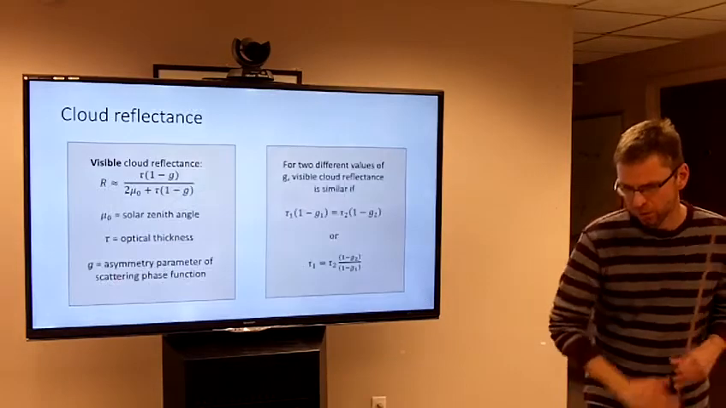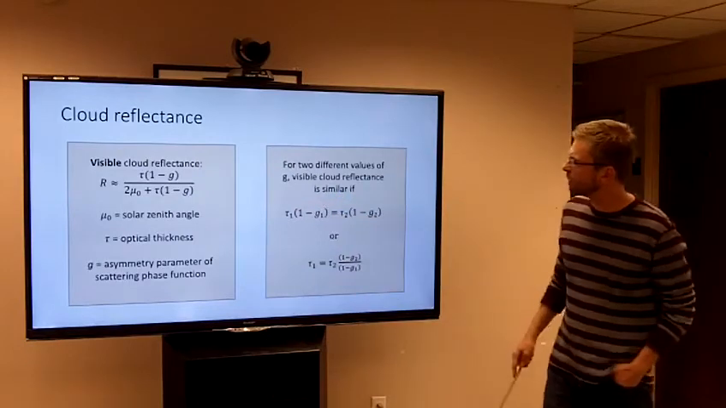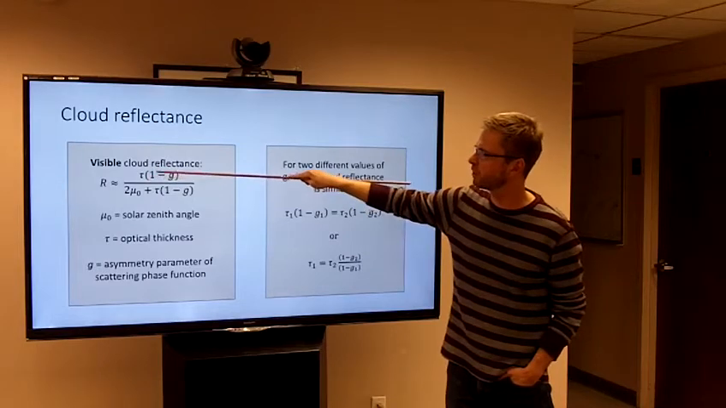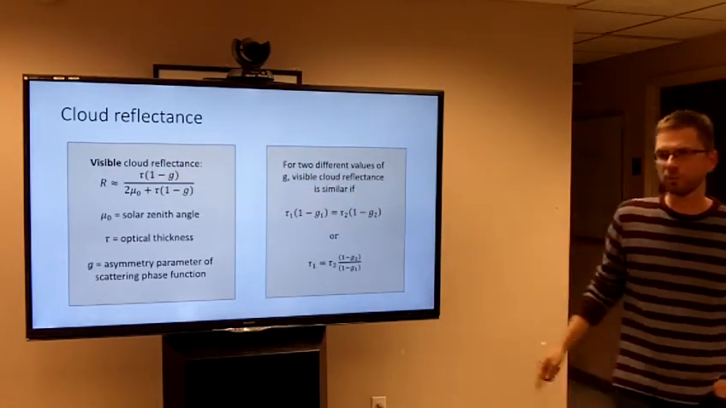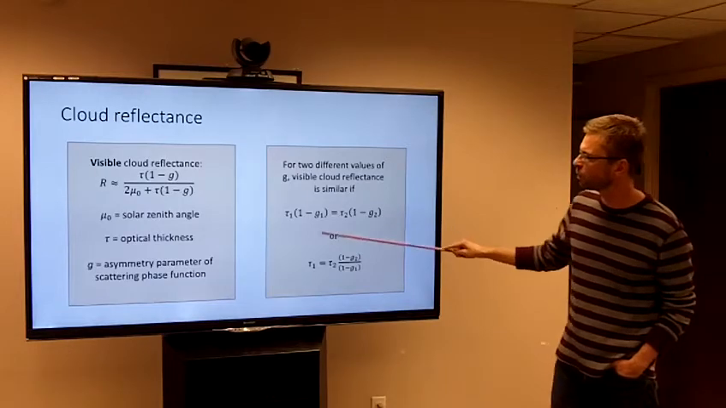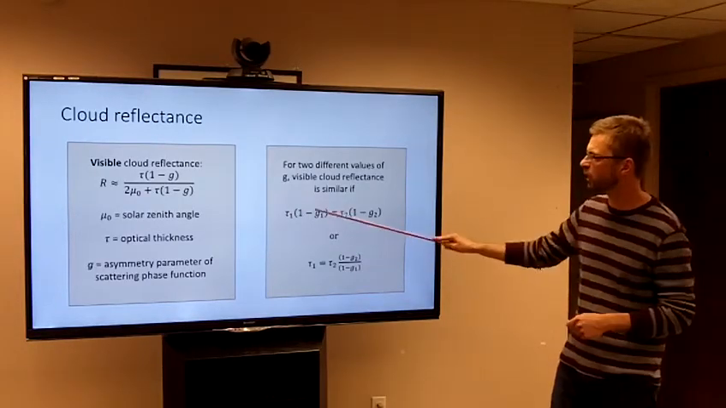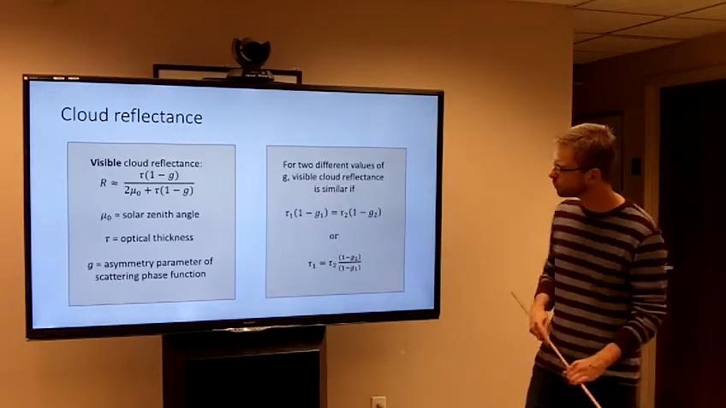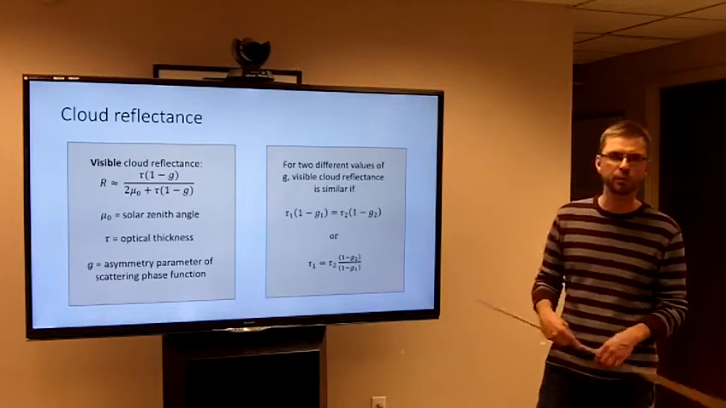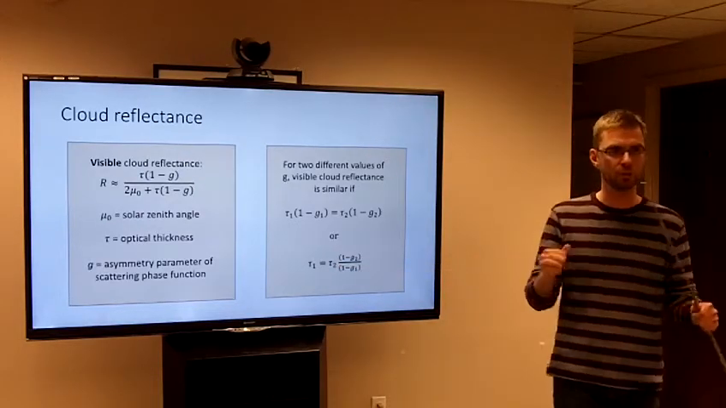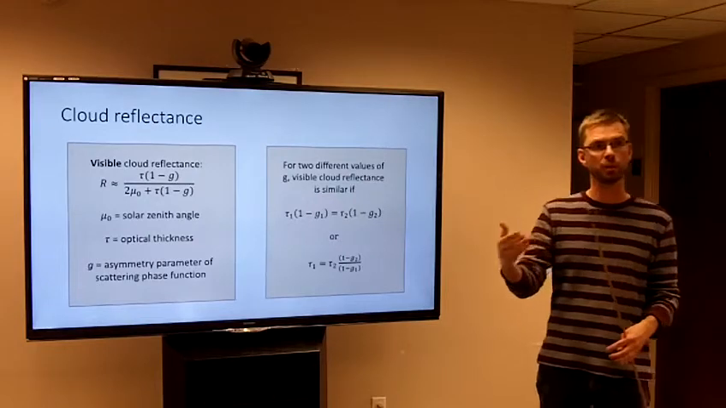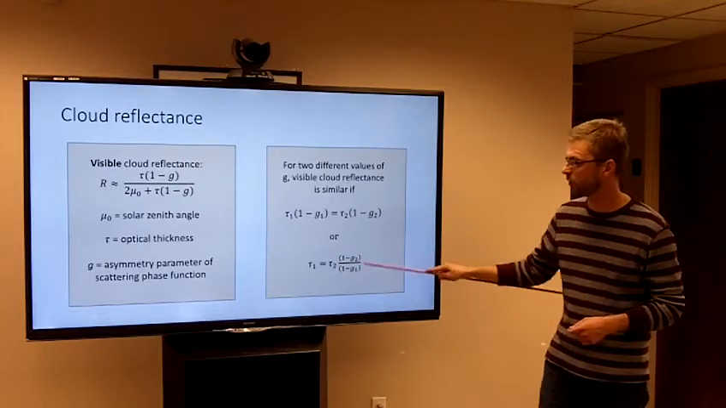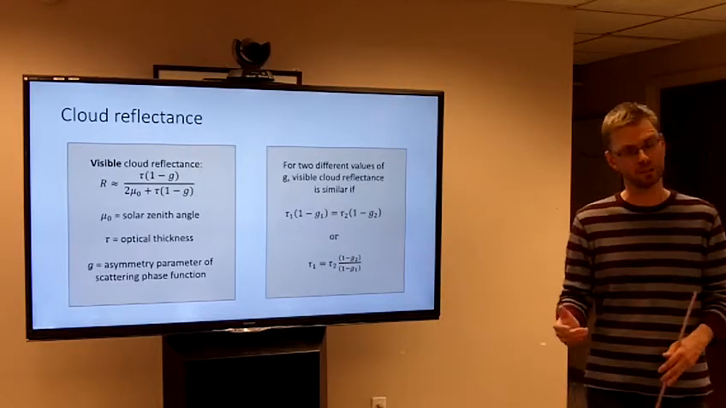And to show this in the equations, the reflectance really depends on tau times 1 minus g, which we sometimes call the scaled optical thickness. So for two different g values, if you keep that constant, then you get the same reflectance. So if you have a retrieved tau 2 with a certain asymmetry parameter assumed, you can scale it to another asymmetry parameter by just using this very simple relationship.